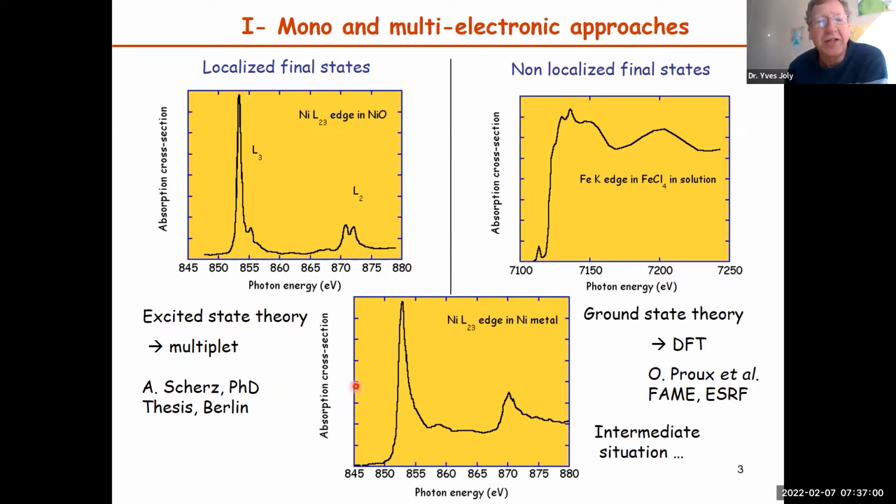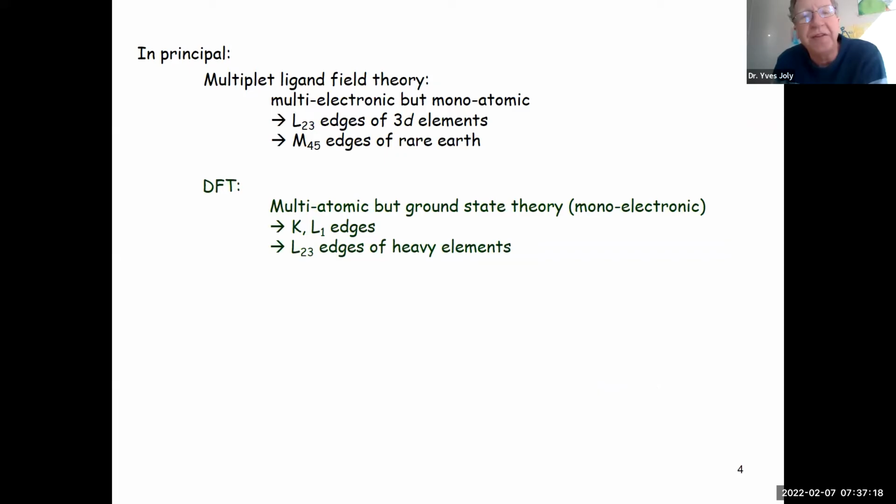And unfortunately, you have the worst cases, when you have a big white line, but after the white line, the intensity doesn't go back completely to zero, and then you have a second edge. This is typically the case of the nickel L2-3 edge in nickel metal. So depending on these three situations, you have different theories to do that.